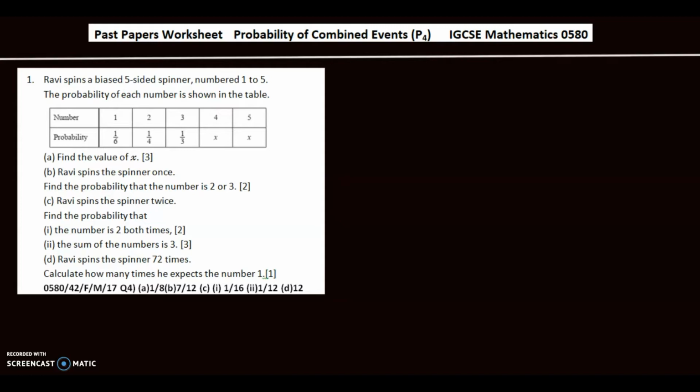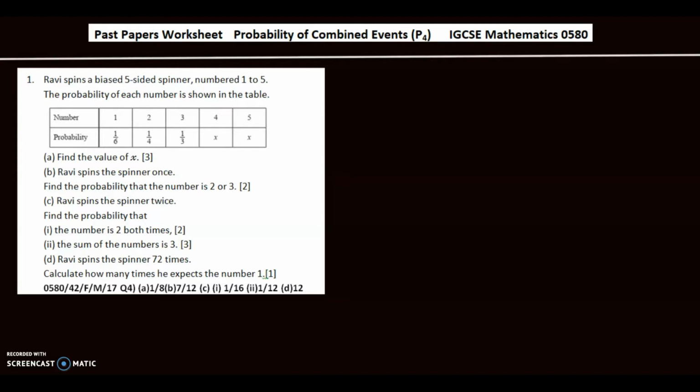Okay, so Ravi spins a biased 5-sided spinner numbered 1 to 15. The probability of each number is shown in the table. So the table shows that probability of getting number 1 is 1 upon 6, 2 is 1 upon 4, and so on. Find the value of x.